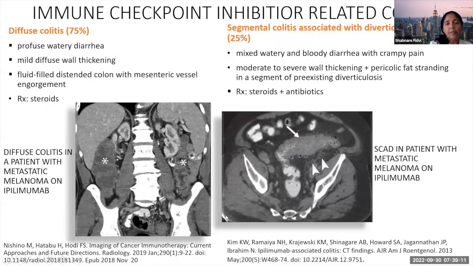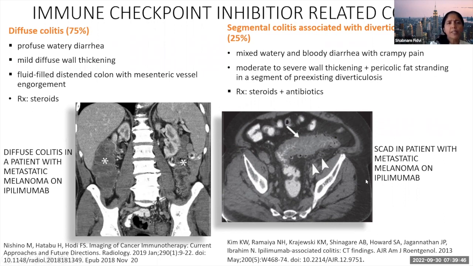In everyday practice, if a patient is on immunotherapy, in particular if they are on immune checkpoint inhibitors or ICIs, they can develop colitis. On CT, it's important to differentiate two forms of colitis because both of these are treated differently. The more common form of colitis is a diffuse colitis, which can affect 75% of patients. The less common form is what is called segmental colitis associated with diverticulosis, or SCAD, and this occurs in about 25% of patients.